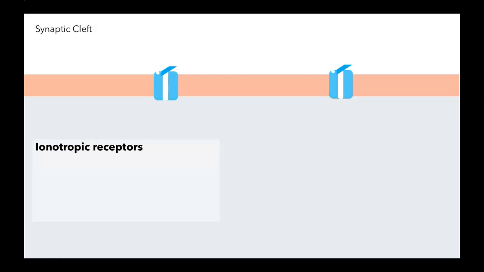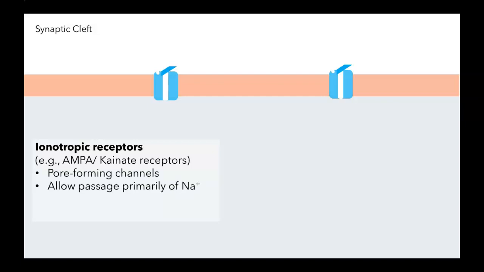Well, I want to talk about these in just a little bit more detail. So let's begin by looking at the ligand-gated ion channels, these ionotropic receptors. These are pore-forming channels, and they're going to allow the passage primarily of sodium, although some other positive ions can come in. They open when glutamate binds, and the influx of positivity then will make the cell more positive. It will depolarize the cell. So let's see how this happens.